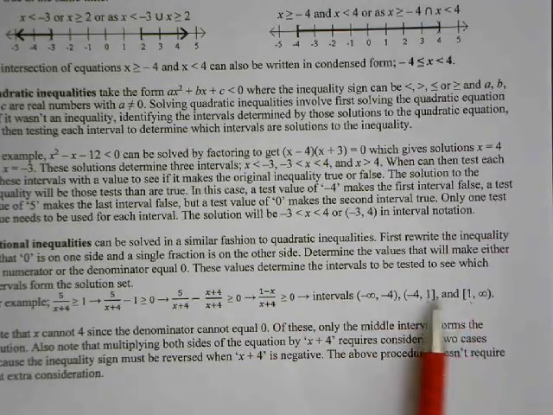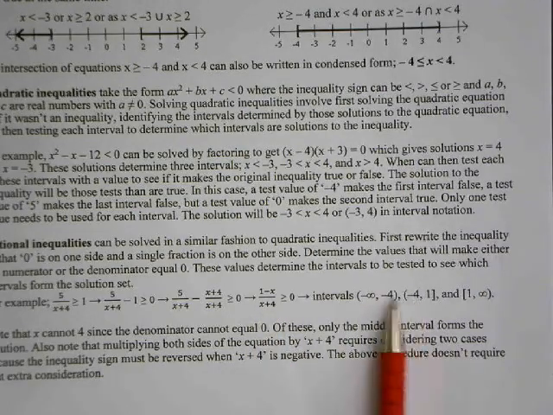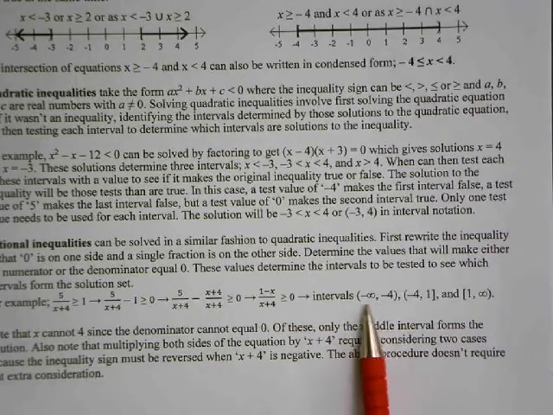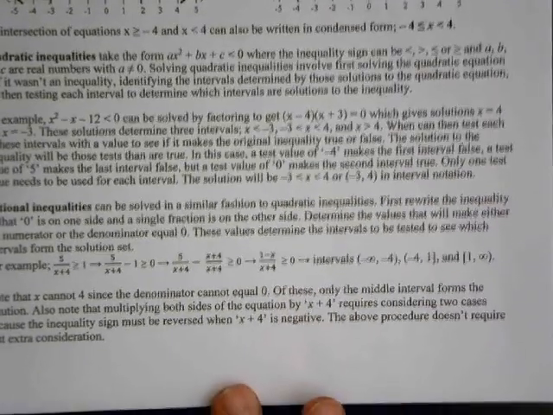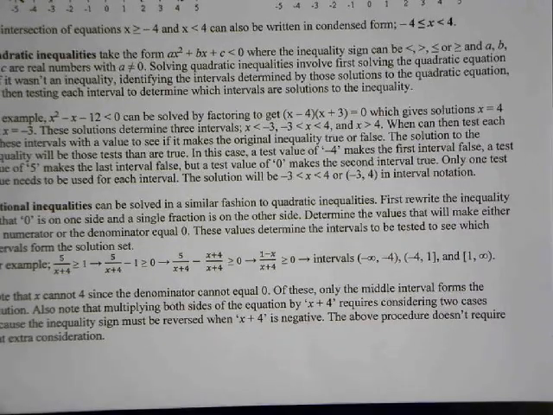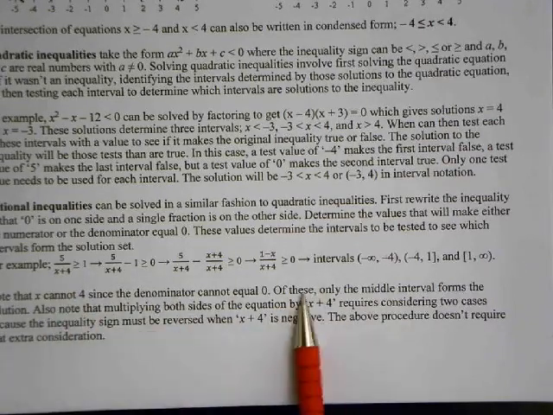Setting the numerator, 1 minus x, to 0 will give us x equals 1. And so that becomes one of our boundaries. And setting x equal to negative 4 would create our other boundary. And so we have 3 intervals to check: from negative infinity to negative 4, negative 4 to 1, and 1 to infinity. And again, it tends to be an inside-outside kind of thing. Now, one last note before we look at some examples. Please note that x cannot be negative 4 since the denominator cannot equal 0. Of these, only the middle interval forms the solution.